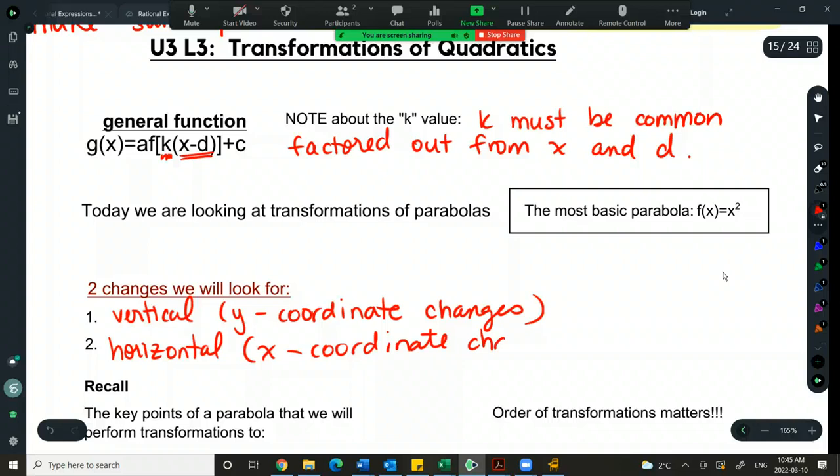Remind me which values out of A, K, D, and C do changes to the y's. Alan? A, C, and how about the x's? K, D. Okay, so that's what we're looking out for.